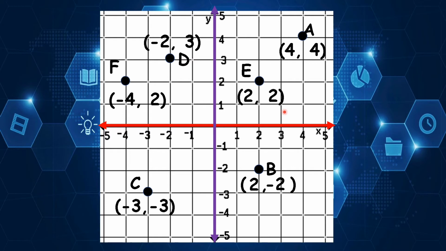Try to look at the examples. This is quadrant 1. And as you can see, the coordinates for quadrant 1 are all positive. So for point A, we have coordinate 4 and 4. For point E, we have positive 2 and positive 2. For quadrant 2, as you can see, your x coordinates are negative, while your y coordinates are positive. Therefore, your coordinates for quadrant 2 are negative and positive. While for point C, your x and y are both negative. And for point B, your x will be positive and your y will be negative.